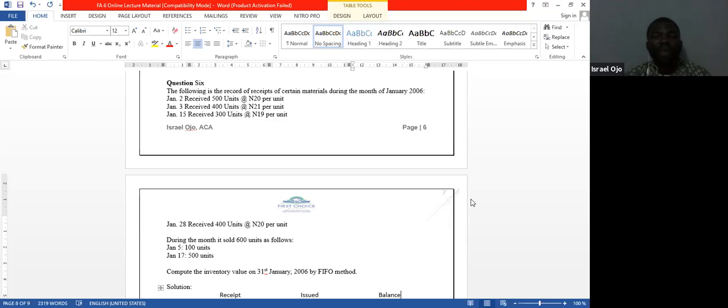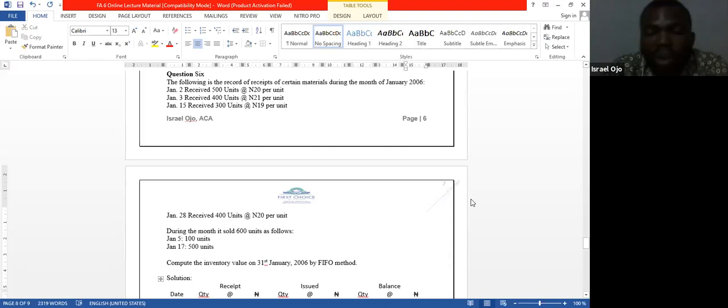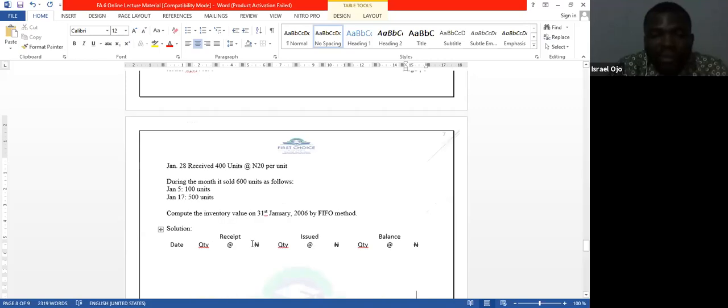So we are asked to compute this using the FIFO method. So how do we do that? We normally have three columns. We have the receipts column. The receipts column is when we are receiving items. When you are making purchases and you are receiving, it's recorded under this head.